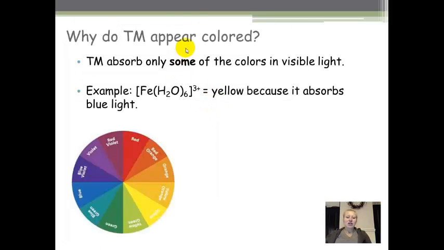So why do transition metals appear colored? Transition metals only absorb some of the colors of visible light. For example, here we have iron hexahydrate, and iron hexahydrate appears yellow. The reason that it appears yellow is because it absorbs blue light. So if you look, it appears yellow because it absorbs its complementary color, which is this blue color.